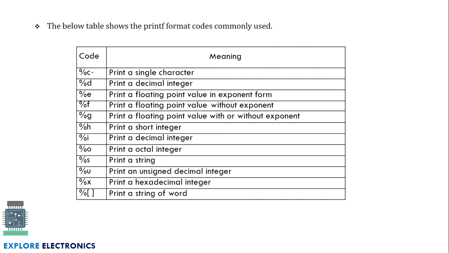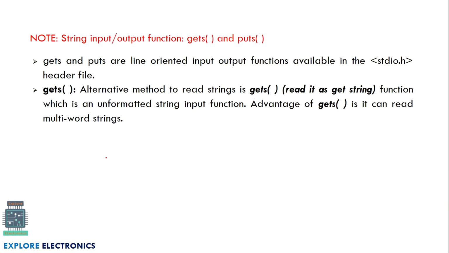If we are having %c, again like we had in scanf, it will print a single character. So this is to print a decimal integer. Similarly, to print all the floating point values, to print the decimal integers, to print octal integer, to print a string, and to print a string of words. Now we have other 2 specified functions for gets and puts. This is to get the strings and put the strings.